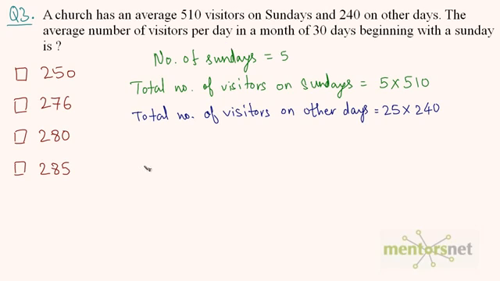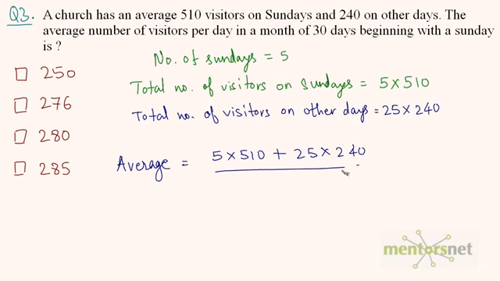Okay, now to calculate the average number of visitors per day, we will have to find the sum of visitors and divide it by the number of days. So average is equal to the total number of visitors. We have the total number of visitors on Sundays and the total number of visitors on other days. So let us add them. That would get the total number of visitors on all days. So 5 times 510 plus 25 times 240 divided by, we have the total number of days as 30.